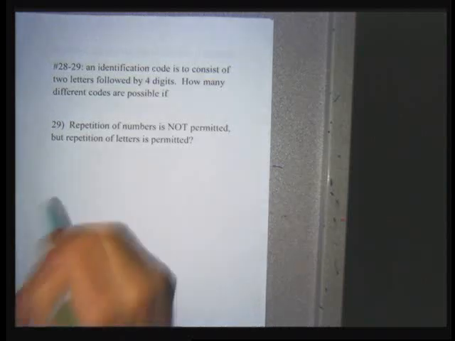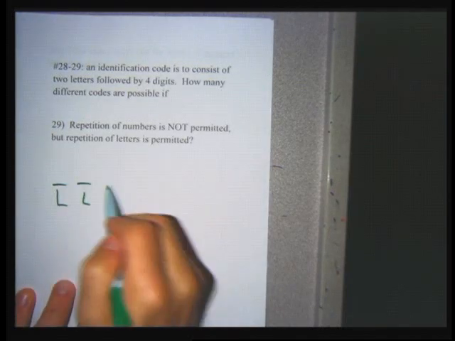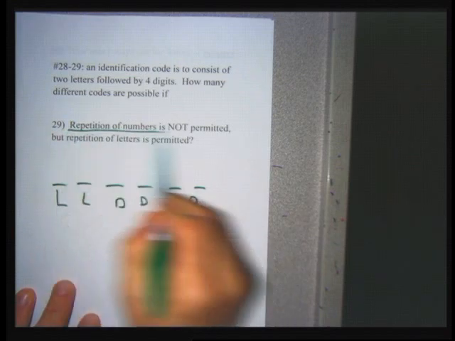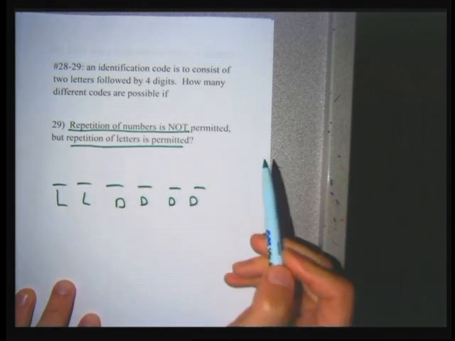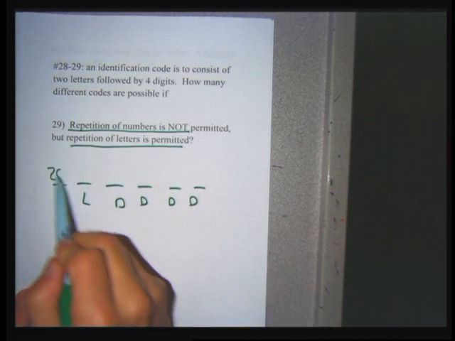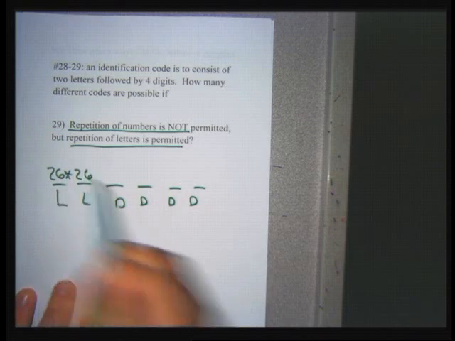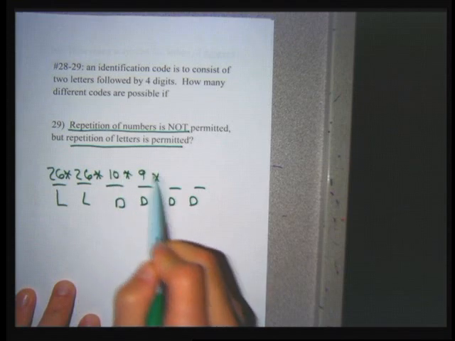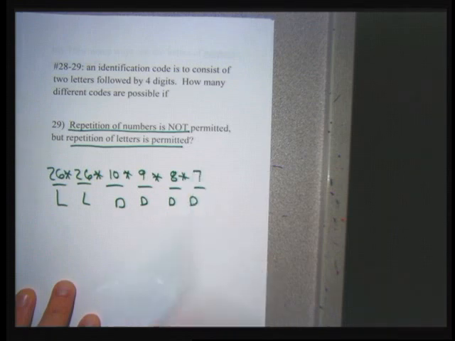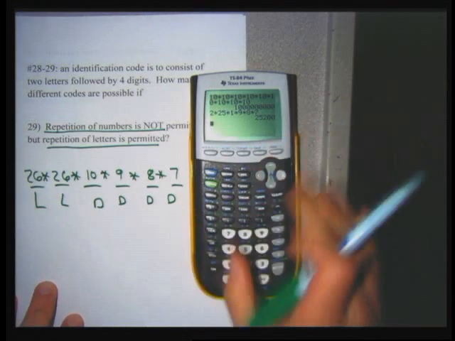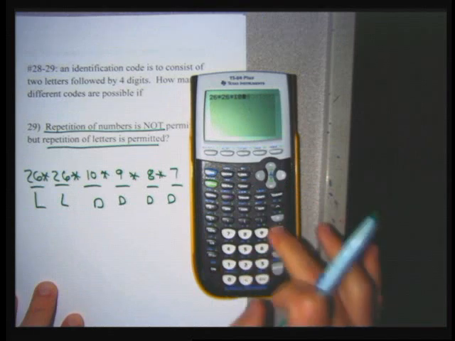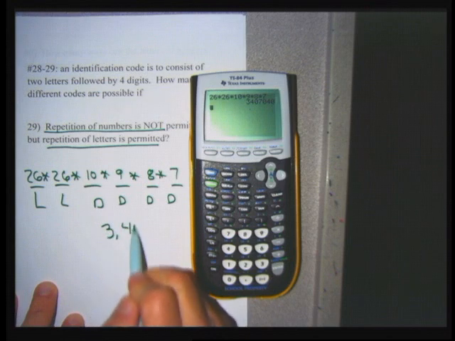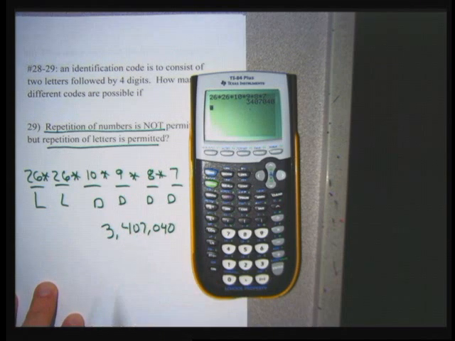So, again, I'm going letter, letter, digit, digit, digit, digit. It says repetition of numbers is not permitted, but repetition of letters is permitted, no other restrictions. So for each letter, there's going to be 26 letters to choose from because I'm allowed to do a double letter. But for the digits, I have to increment down 1 each time because I'm not allowed to use a digit more than once. And I get 3,407,040.